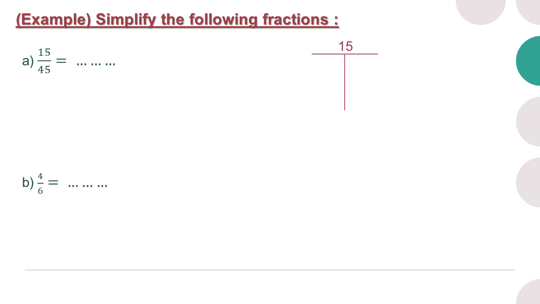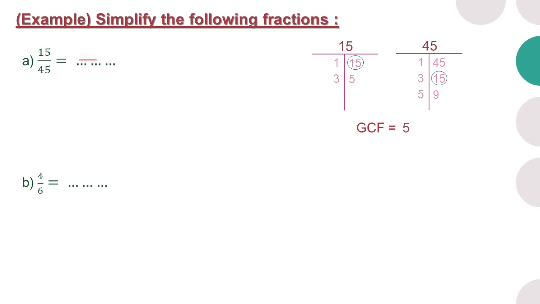15 and 45. First 15. 15 means 1 times 15. 2, no. 3 times 5. Do you have more? No. So here 1, 3, 5 and 15 are the factors. Let's find the factors of 45. We have 1 times 45. After 1, 2. Do you have 2 times any number to get 45? No. Now 3. So 3 times 15. Now 4. Do you have any number times 4 to get 45? No. And now 5. 5 times 9 to get 45. Do you have more numbers? No. So the GCF between 15 and 45 will be 15.